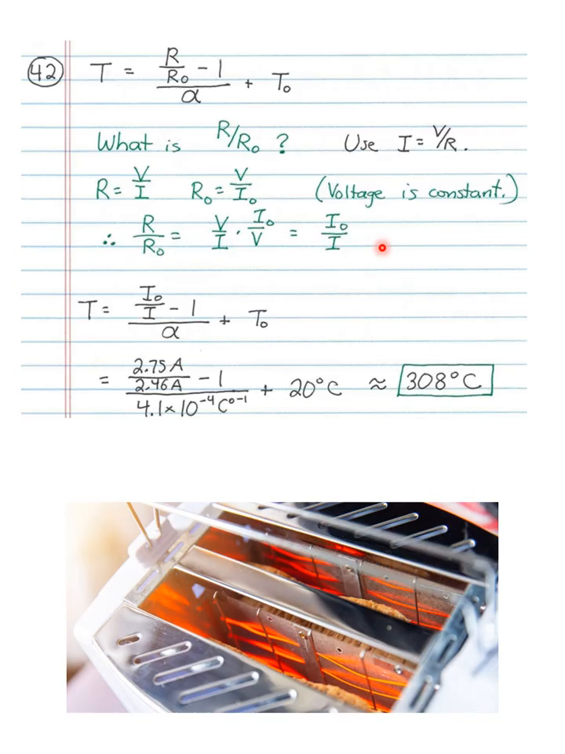And so now I'm going to approach the equation at the top of the screen and replace that R over R naught with I naught over I. And those are values that are given in the problem. Don't mix up which is the old current and which is the new current. So the old current is 2.75 amperes, the new is 2.46 amperes. Plug those values in. Remember to add the 20 degrees Celsius.